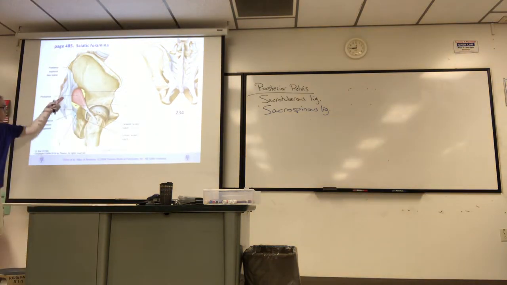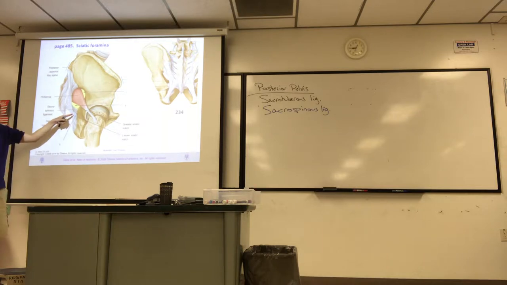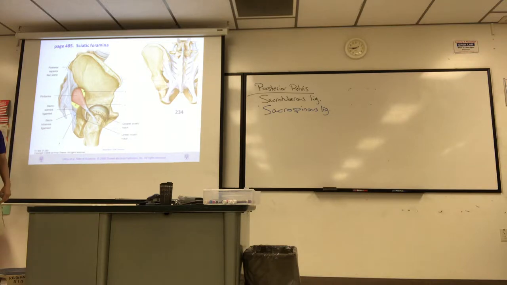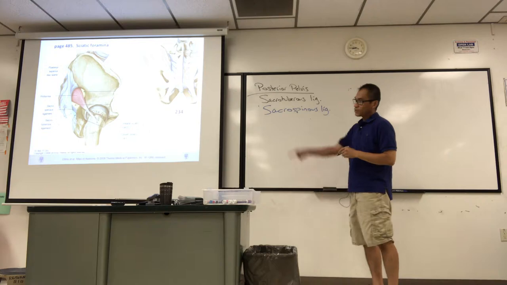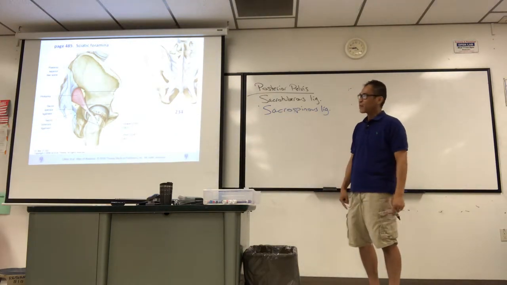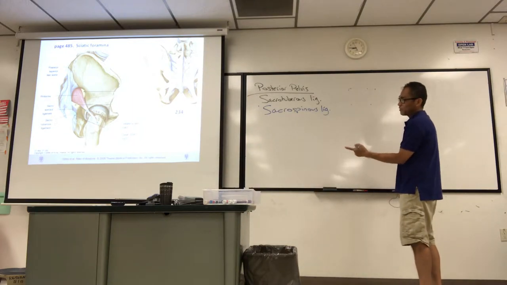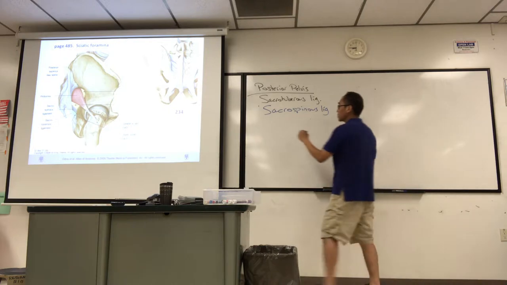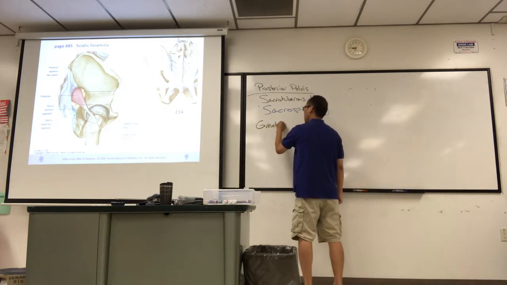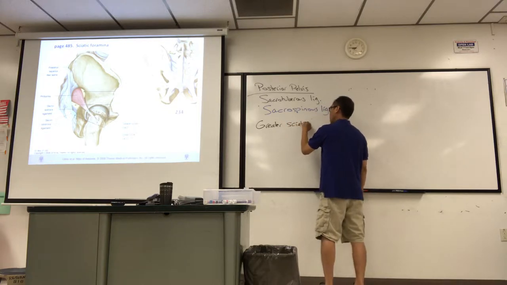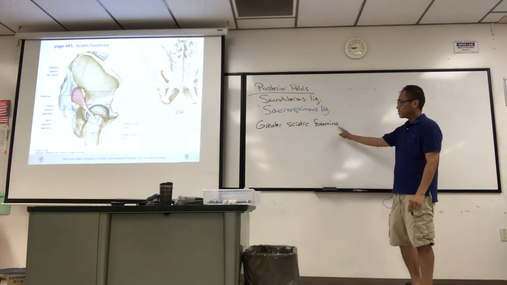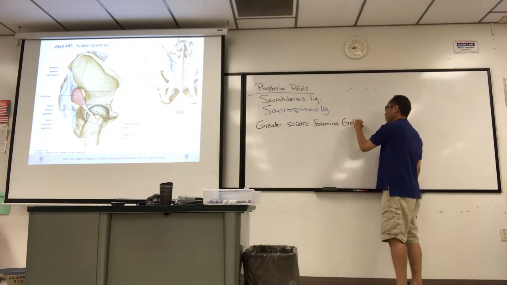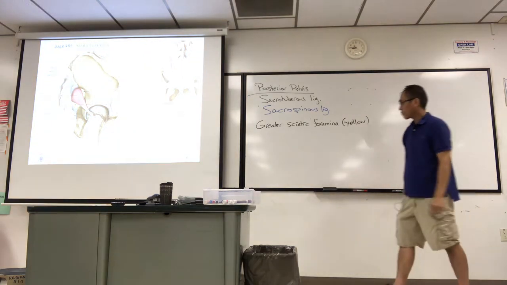Here's a side view. Here's our sacrotuberous ligament. Here's our sacrospinous ligament. And then the spaces colored yellow and colored blue, well, they're called the sciatic foramina. The blue spaces, you said? Well, see the blue and the yellow? Yeah. Those are both spaces, and we call them the sciatic foramina. Okay. So I guess, to be specific, the yellow space is called the greater sciatic foramen. I'm referring to the figure. The blue space is the lesser sciatic foramen.